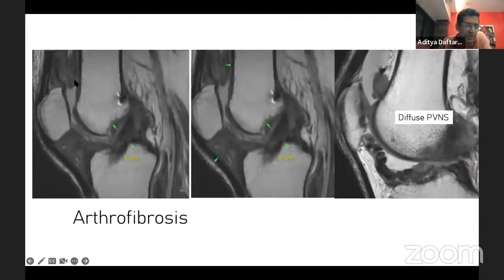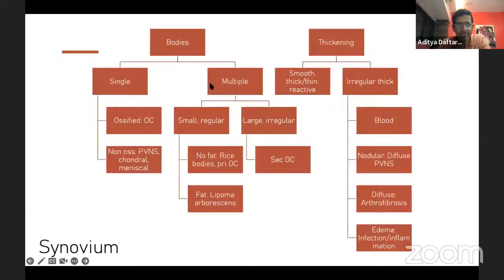Arthrofibrosis is a situation where you'll see heterogeneous marked thickening of the synovium without any effusion. Because it's so tight, you won't really see an effusion, and that is arthrofibrosis. And compare this to your diffuse nodular form of PVNS, where you see very nodular thickening of the synovium as well as a joint effusion. So here you can see actually there's absolutely no fat even. All the space is occupied by arthrofibrosis.